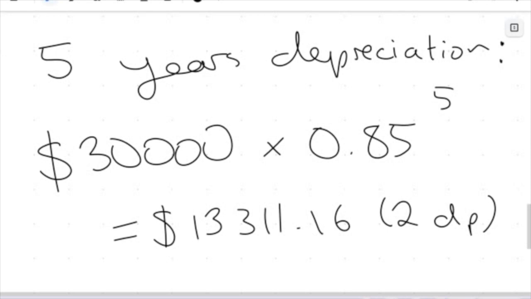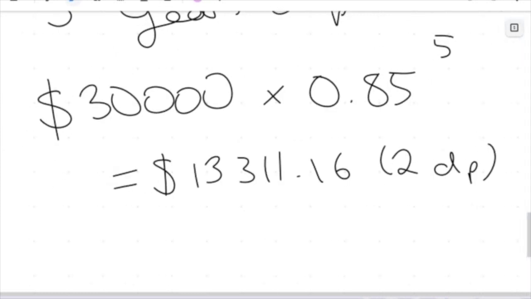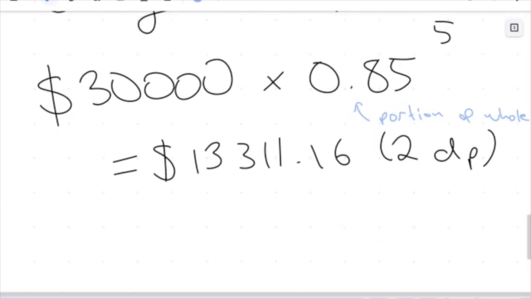First of all, let's do a sense check, right? Because the answer we got is smaller than my original, which we'd expect because we're multiplying by a fraction or a decimal or a percentage. We're multiplying by a portion of a whole. So this thing here, the 0.85, I'm looking for a portion of my whole. I'm looking for less than 100% because the value has dropped. So this is my portion of a whole. So it would make sense if I kept multiplying by a fraction, my value would get smaller and smaller and smaller.